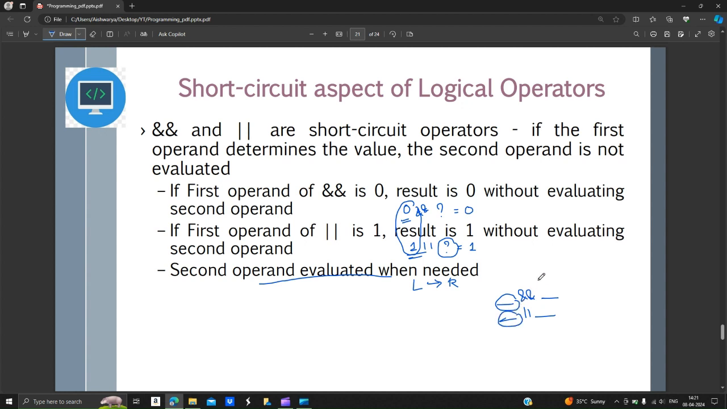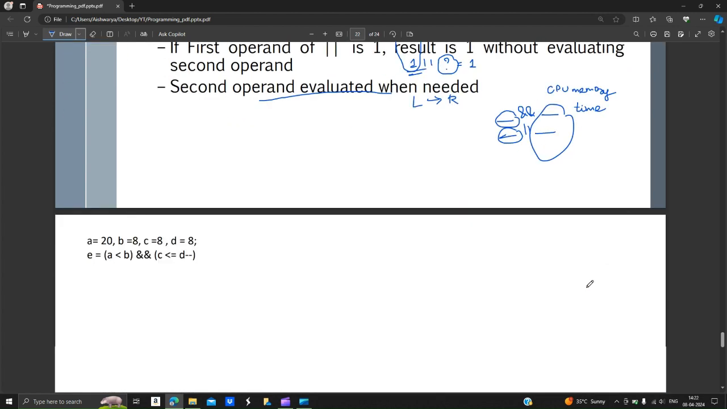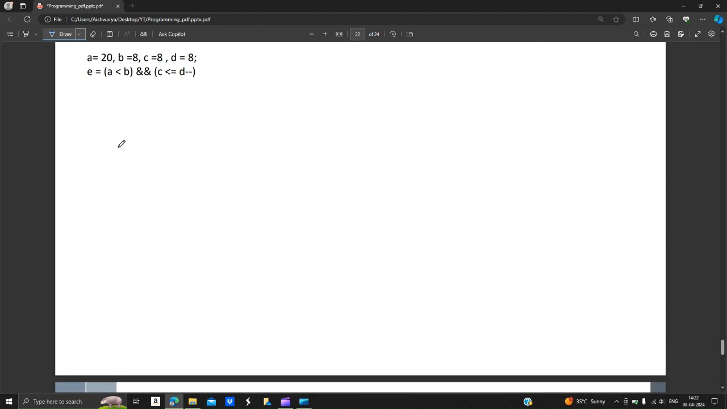When you are not evaluating the second operand, what is happening? You are using less CPU memory as well as less CPU time. So this is one of the short circuit aspects of the logical operators, logical and logical or, in order to save CPU memory and CPU time, which is inbuilt. Now coming to the given question, let us evaluate here. A is less than B. So what is A? A is 20. 20 less than 8 is what? It is equal to 0.